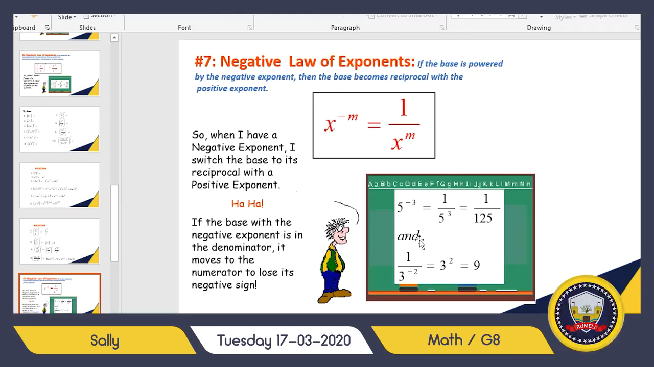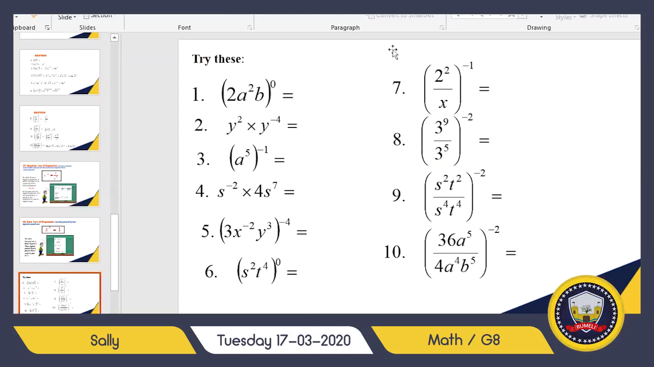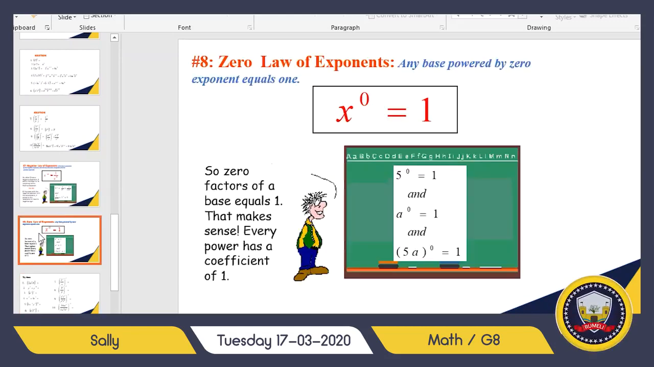So if I tell you 3 to the power negative 2, I cannot leave it like this. I will write it as 1 over 3 power of 2. You understand now? Okay, let's move to the last law and then take examples.